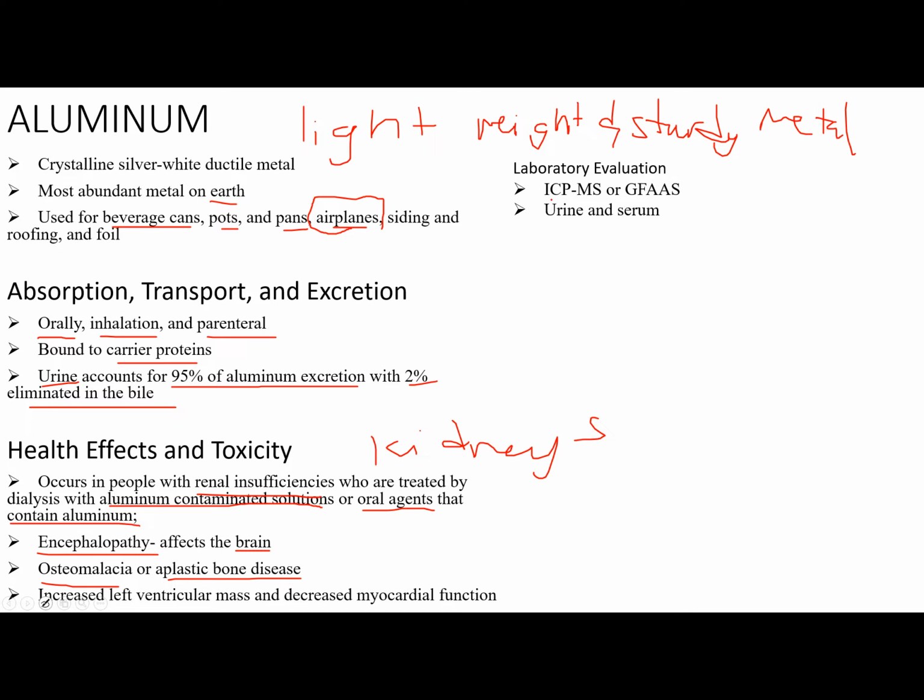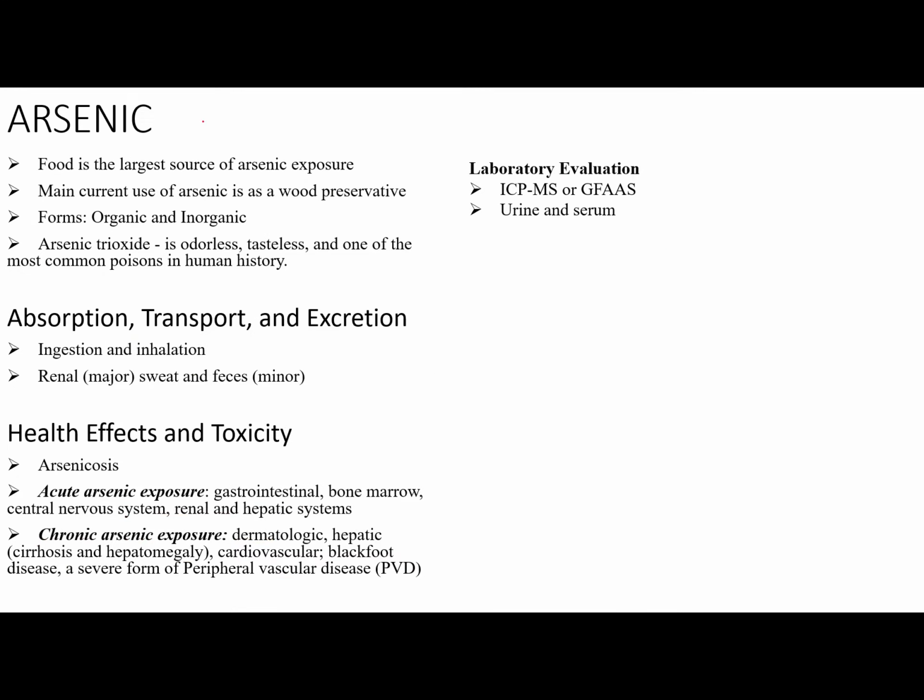Lab evaluation, class, you could use ICP-MS or GFAAS. Samples used are urine and serum. Now, the second element that we're going to tackle is arsenic. Now, food is the largest source of arsenic exposure.